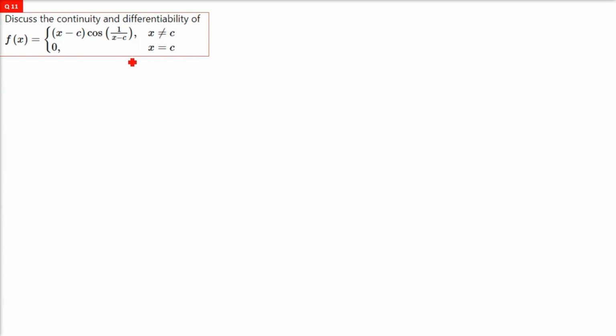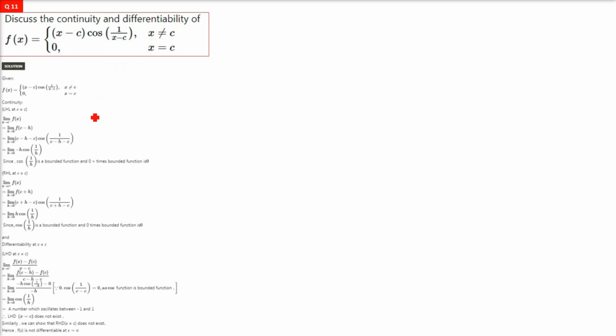Discuss the continuity and differentiability of this function. So at x equals to c it is 0, at x not equal to c it is this function, (x minus c) cos 1 by (x minus c). So left hand limit and right hand limit we are going to check, and because the point is c here, already given in the question, c minus h will be put on the left hand limit, and c plus h on the right hand limit. This is the point c I am talking about.